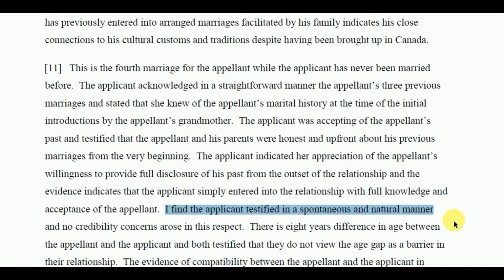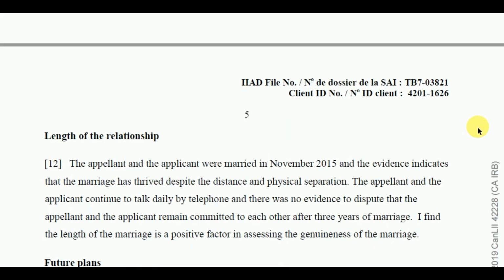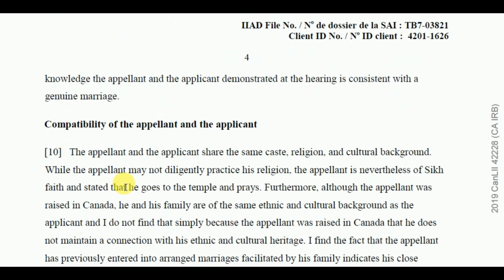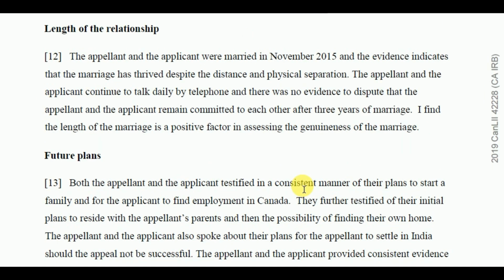There is an 8-year difference in age between the appellant and the applicant, and both testified that they do not view the age gap as a barrier in their relationship. So the evidence of the compatibility between the appellant and applicant, in conjunction with the applicant's perspective of why marital incompatibility would not dissuade her from marrying the appellant, as well as their understanding of each other's character, supports the genuine marriage definition. So all the description given about the compatibility, about their age, their religion, their beliefs, their knowledge of each other and everything, really forms the foundation of the genuineness of the marriage.